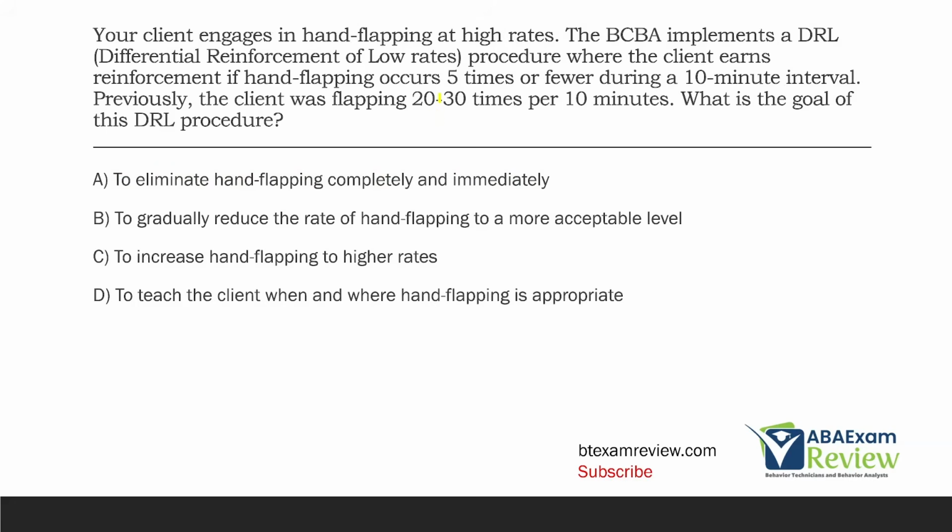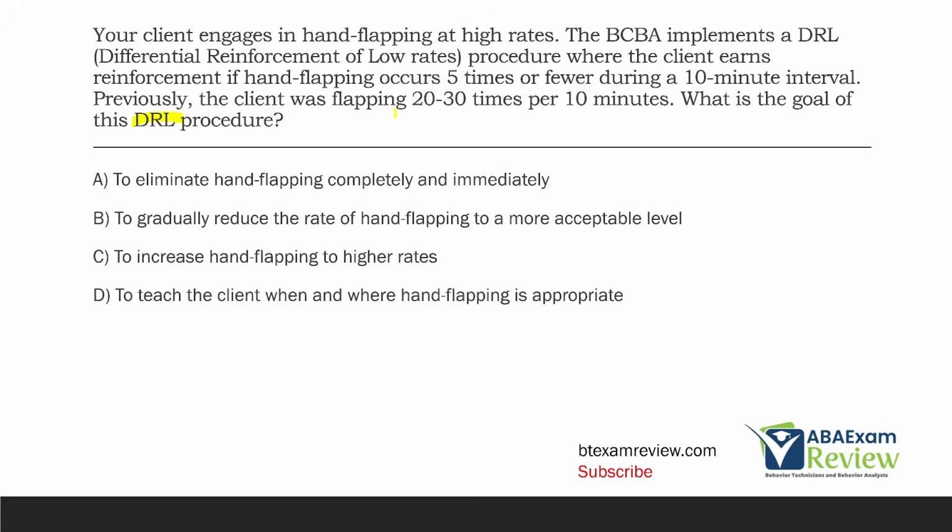Your client engages in hand flapping at high rates. The BCBA implements a DRL, differential reinforcement of low rates, procedure where the client earns reinforcement if hand flapping occurs 5 times or fewer during a 10-minute interval. Previously, the client was flapping 20 to 30 times per 10 minutes. What is the goal of this DRL procedure?